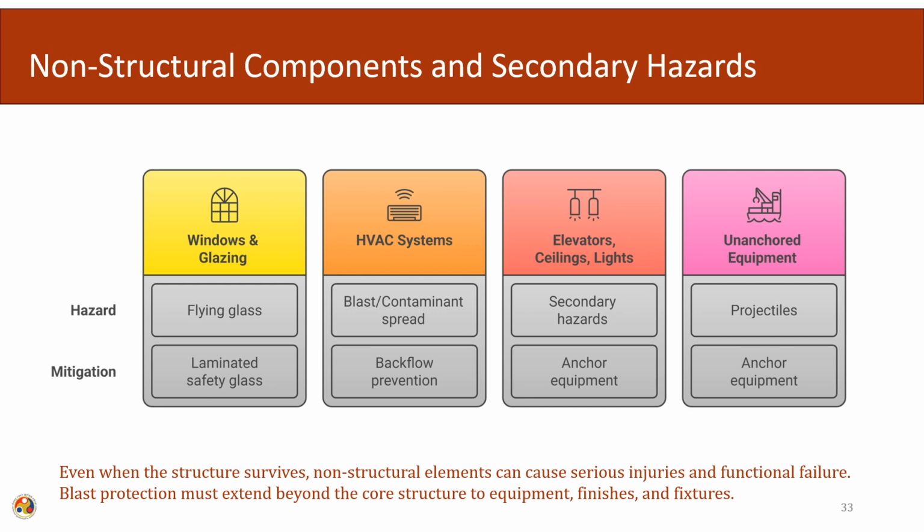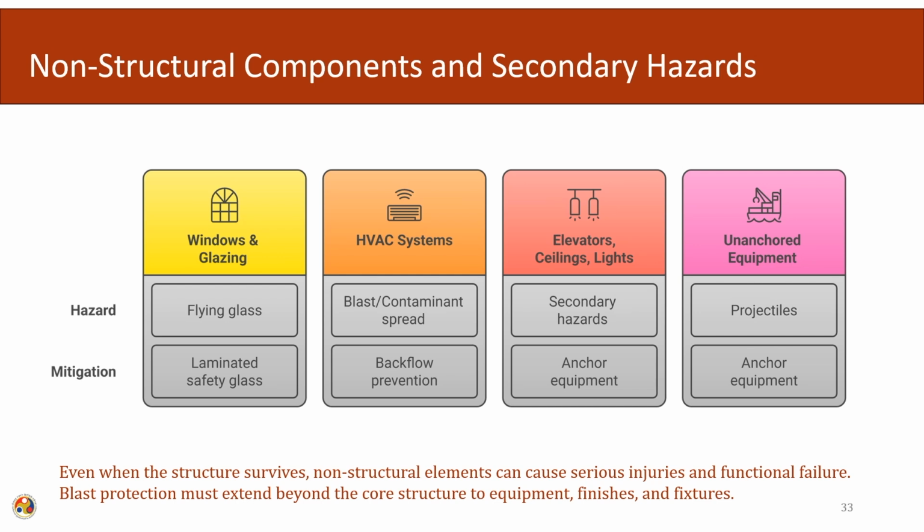So we'll look into different types of non-structural elements. For windows and glazing, they will form a hazard in the form of flying glass. So the mitigation can be that we laminate the glass. HVAC systems can explode in themselves, and it might lead to the spread of this blast effect. So the mitigation methodology can incorporate backflow prevention.